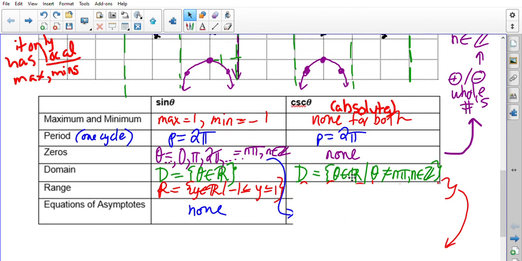So we're going to say theta is an element of real numbers such that theta cannot equal n times pi, where n is an element of integers. That's just a way of representing the vertical asymptotes.